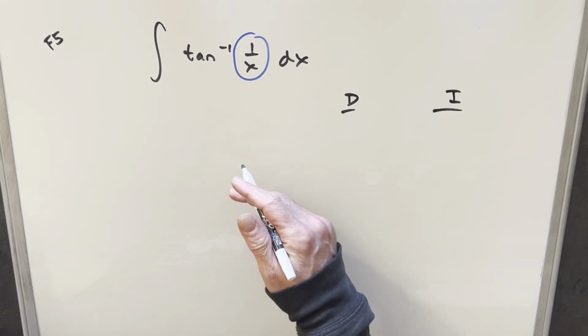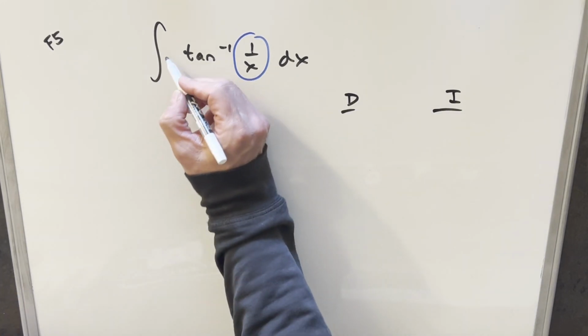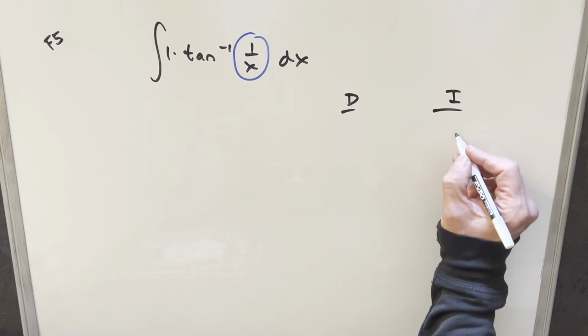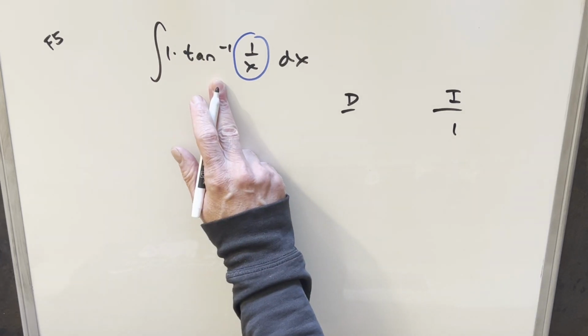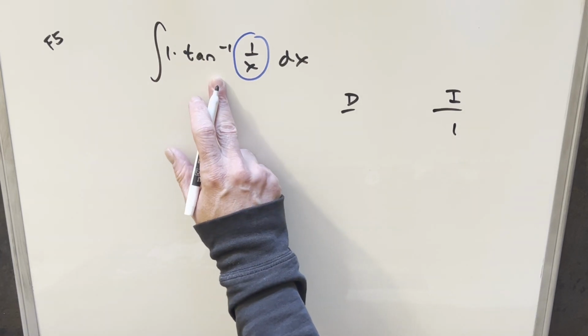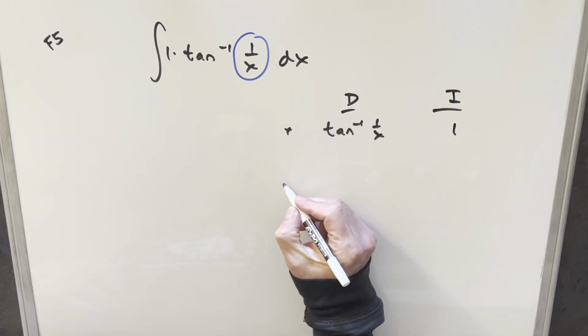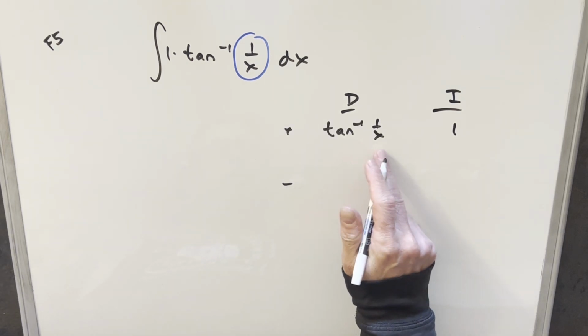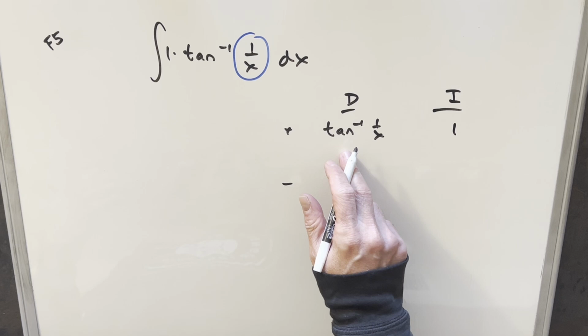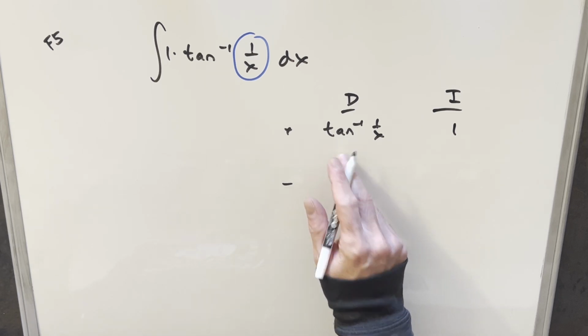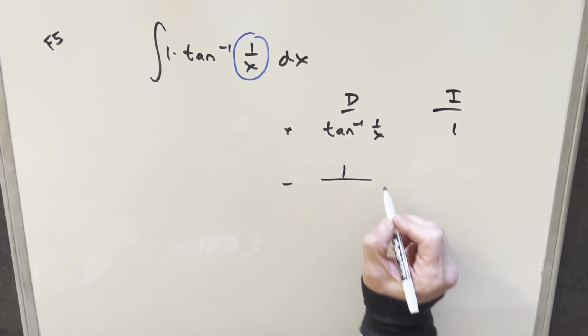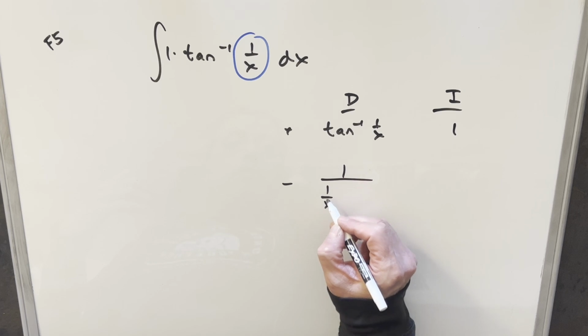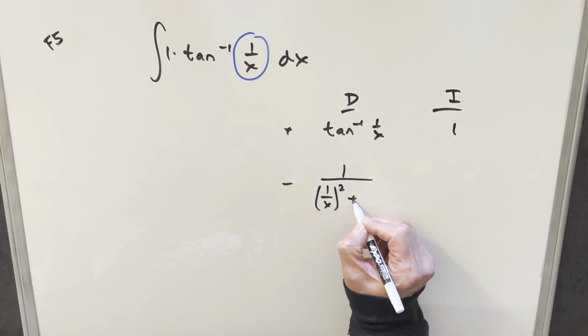We'll create 2 columns. We only have one thing here, so I can create a 1 so that I can integrate 1, and we'll differentiate arctan of 1 over x because we don't really know how to integrate that. So the derivative of arctan of 1 over x: we know the derivative of arctan of x is 1 over x squared plus 1. So first we're going to have 1 over x squared plus 1.